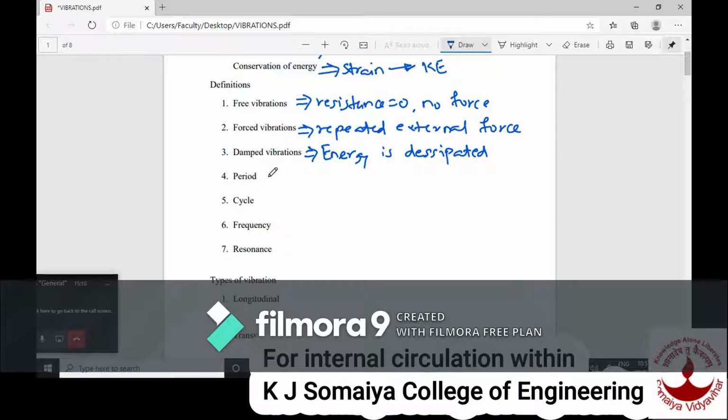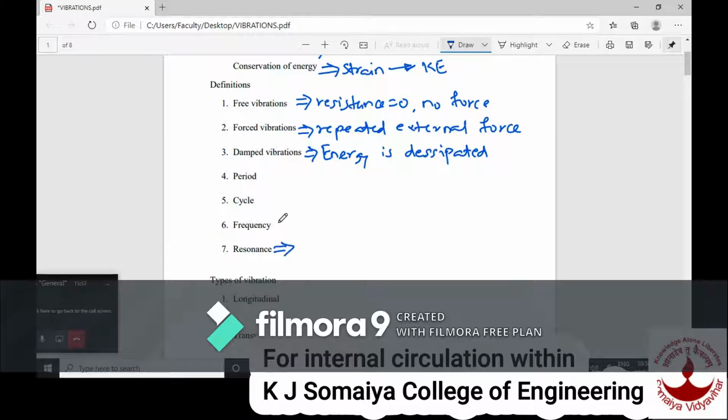Then there are a few terms related to a vibrating system. First is something called the period. The period is the time taken by the motion to repeat itself, and it is measured in seconds. Whereas a cycle is the motion completed during one time period. Then frequency is the number of cycles of motion completed in 1 second. How many cycles are completed in 1 second is called frequency. Then there is one more term, which is resonance.